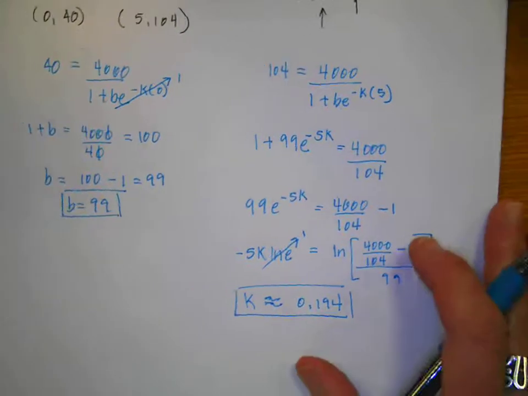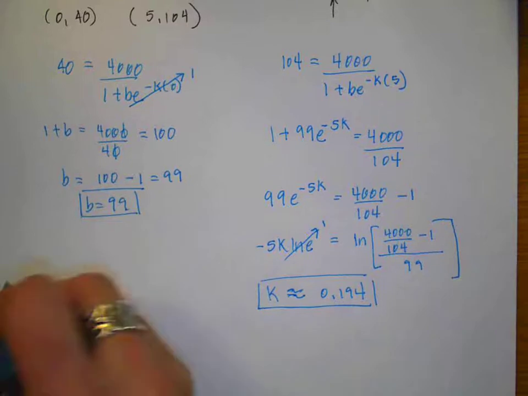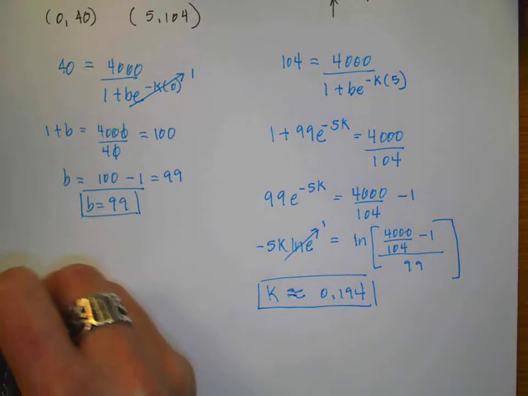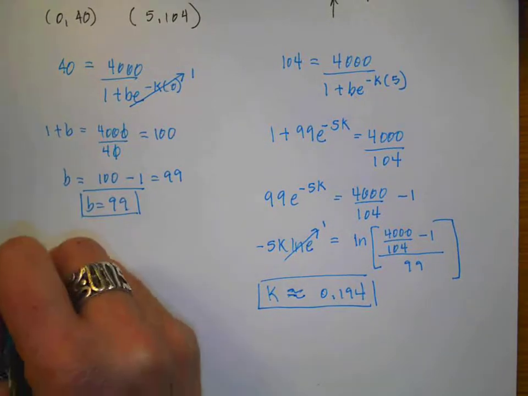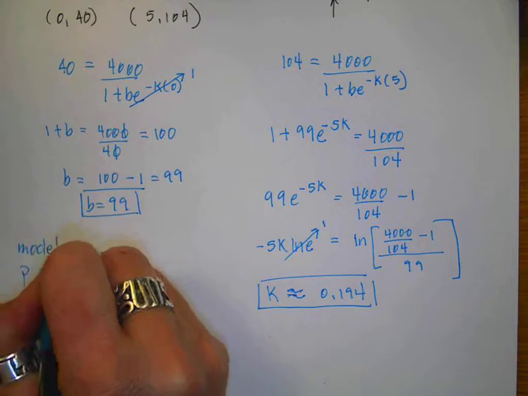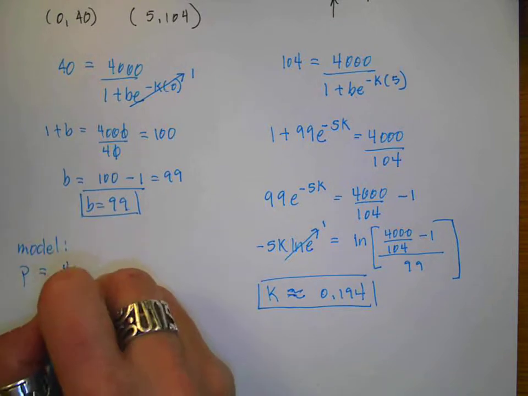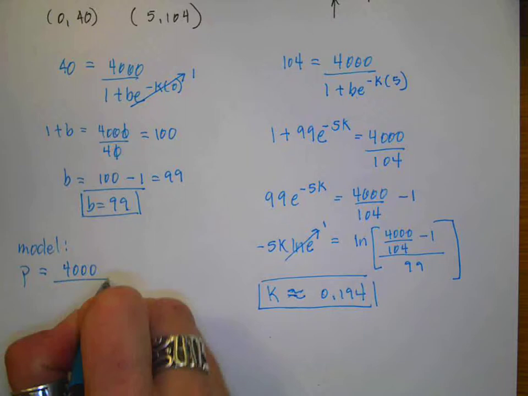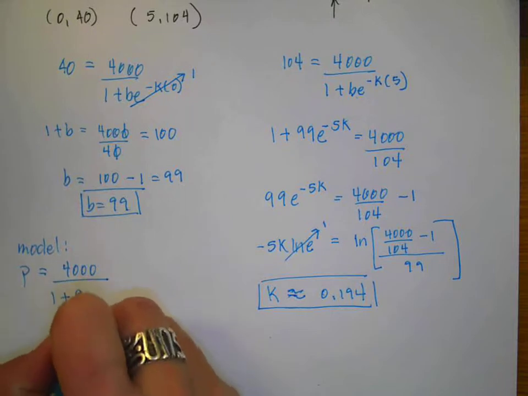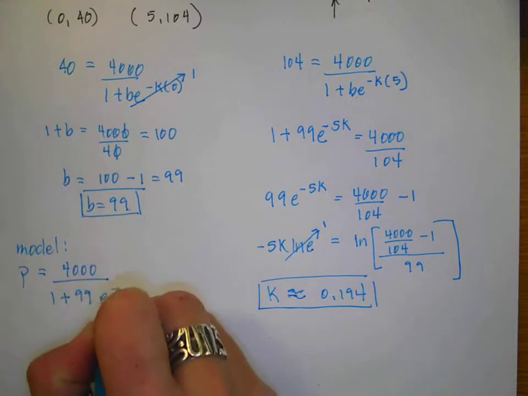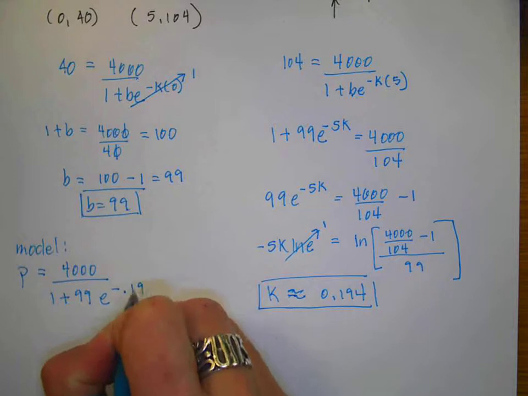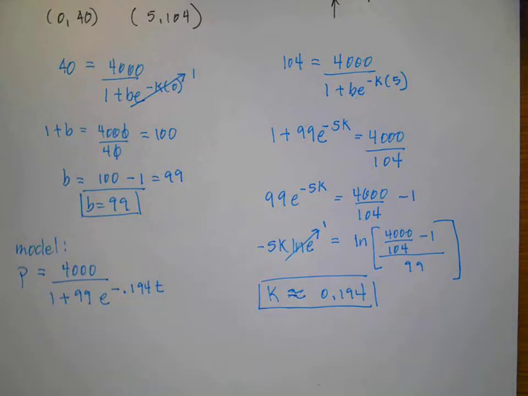But part A said to write the model, so now I actually have to write the model. So I'm going to write P is equal to, and I'm going to write model, so I'm identifying my work as I go, 4,123 over 1 plus 99 e to the negative 0.194 times t. So there's my model for the population.